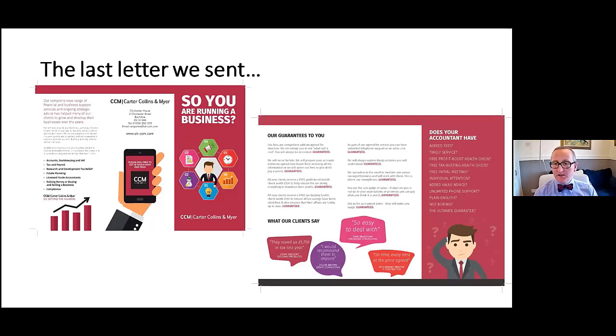It splits into our guarantees to you. Does your accountant have a front page that ties into our website design? Back page with our content. This is a trifold, by the way. It's very much what you put on a website. But again, this is salesmanship in writing.